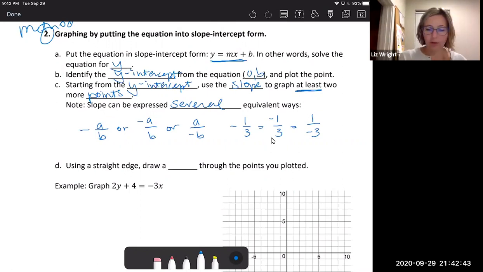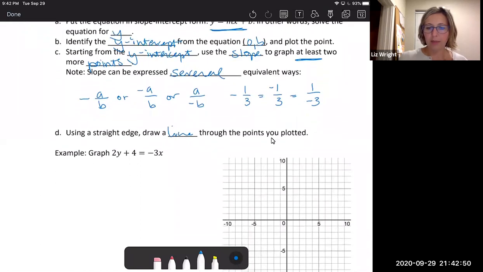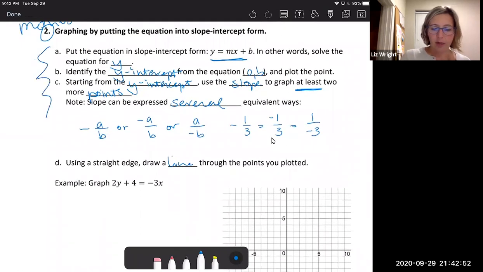What else? Oh, the last one. Using a straight edge, we're going to draw a line through the points you plotted. All right, so we're going to use these steps in order to do this graph now.